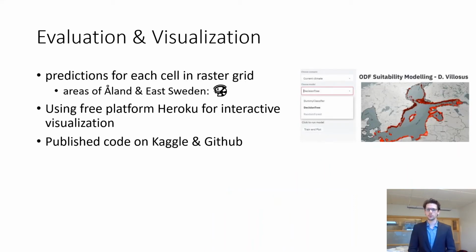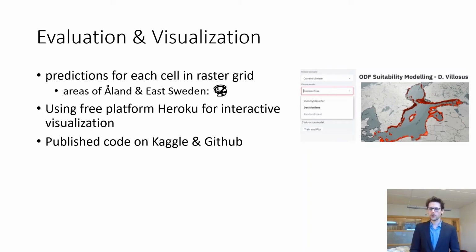And once we had that, we evaluated our results. Since we used raster-based data, we could make a prediction for every cell in the raster grid. And we found two areas in particular that were found suitable for the spread of the killer shrimp: the area of Åland and the region of East Sweden.